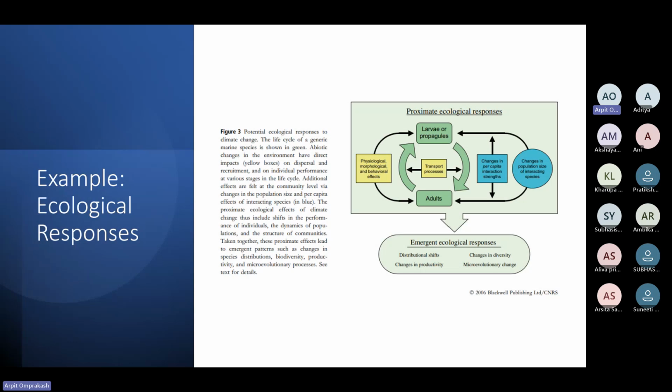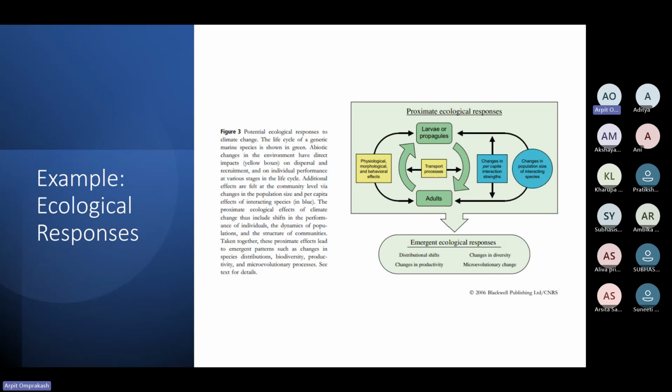Right. Additionally, effects are felt based on the transport processes. So the dispersal of the larva or movement of the adult is also affected, because they don't want to go into regions that are very hot or very cold for them. Then there are some community-level interactions that are also coming in because of changes in the population size due to this warming or heating. So this leads to changes in the interaction strength between these organisms and other organisms that are present.